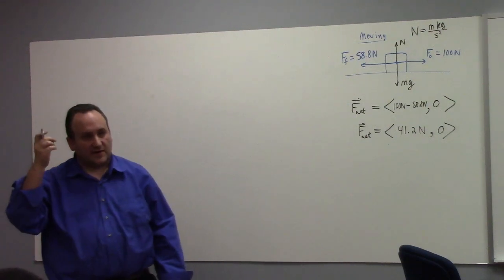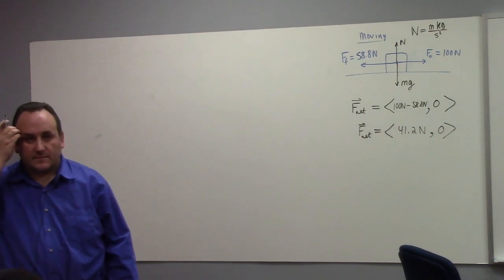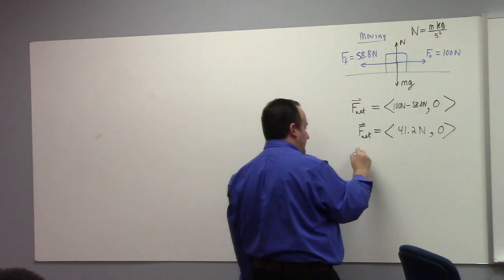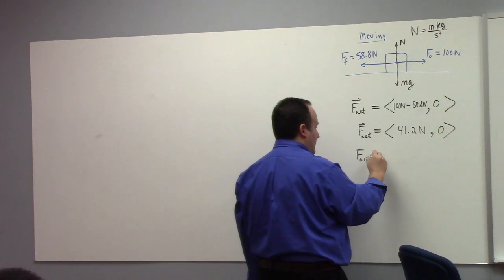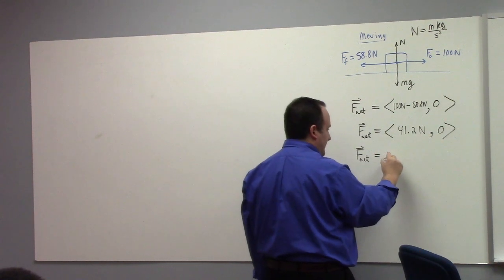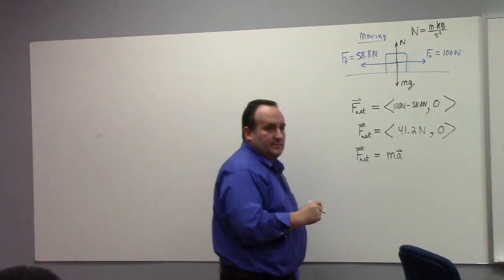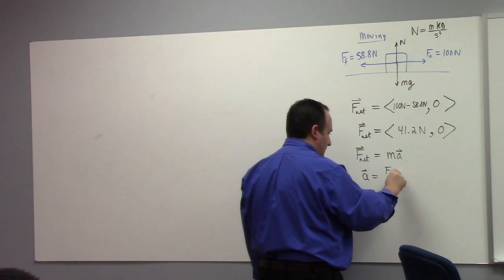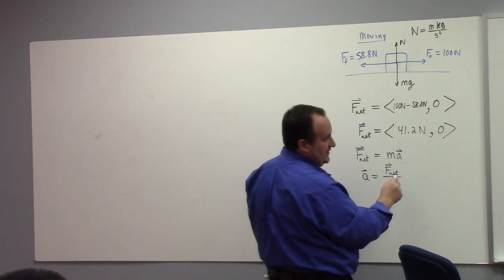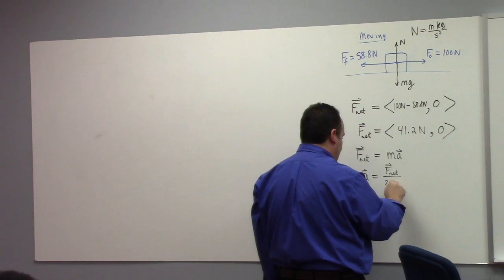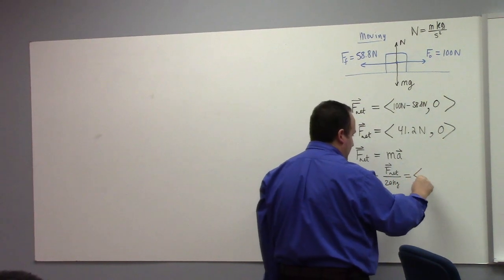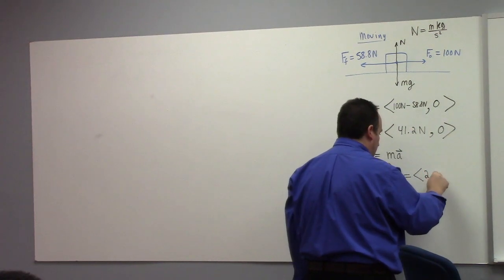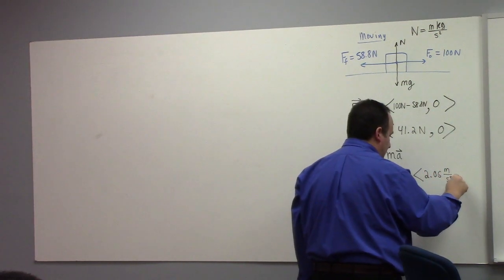So what's the acceleration of the box? Remember, F net is equal to what? Mass times acceleration. So to find the acceleration, I take the net force, I divide by my mass, which in this case I told you was 20 kilograms. And what's that give us? You guys tell me? 2.06 meters per second squared, comma 0.